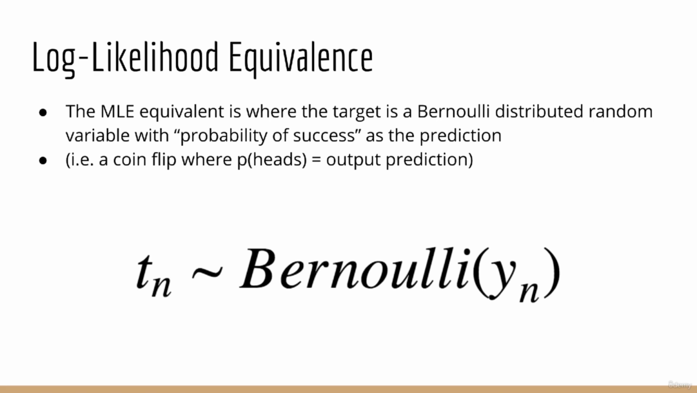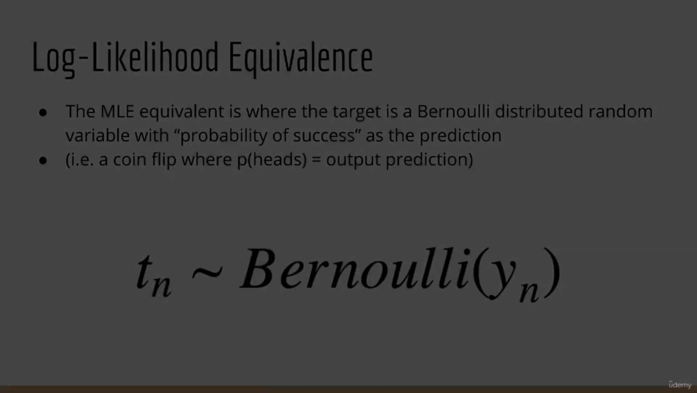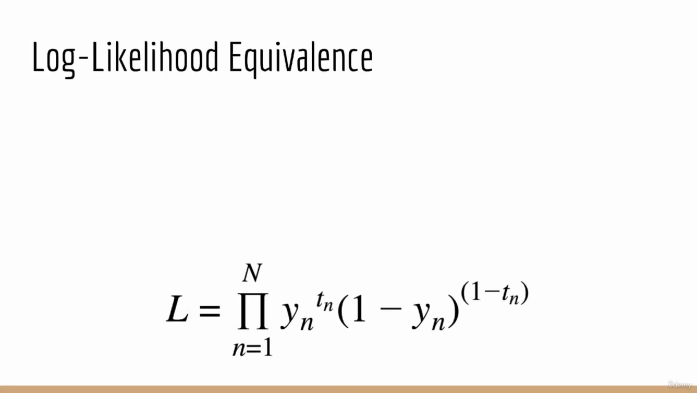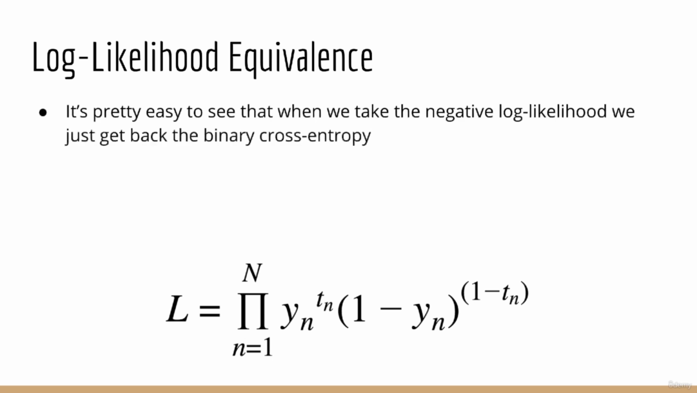Well, it turns out that this corresponds to a Bernoulli distributed random variable. In this case, t of n is again the random variable, which is Bernoulli distributed, and y of n is the mean of the Bernoulli distribution. As before, if you want to prove that this is true, you can just write down the likelihood. I think it's almost immediately obvious that when you take the log of this and negate it, you get back the cross-entropy error function which we just saw.